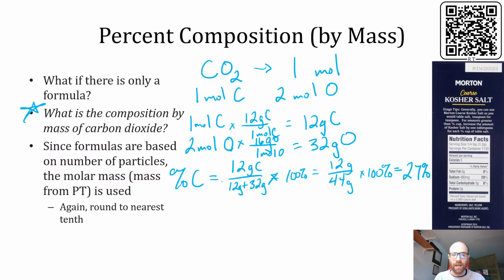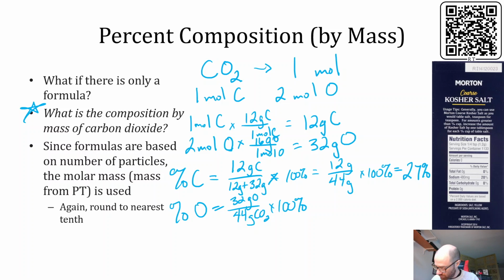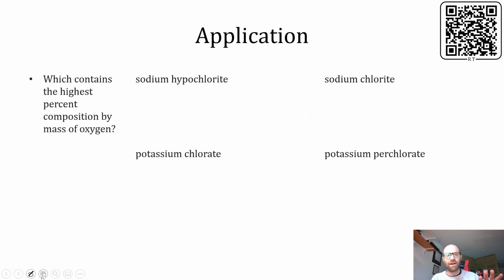If it's only carbon and oxygen, you could say either 32 grams of oxygen over 44 grams of CO2 times 100, and you'll get 73%. Or knowing that carbon dioxide is only carbon and oxygen, you could have subtracted from 100. 100 minus 27 is 73%. So now we know that carbon dioxide by mass is 27% carbon and 73% oxygen. It's not 2/3 and 1/3, but it actually is not too far off, and that's because your masses of carbon and oxygen are similar.